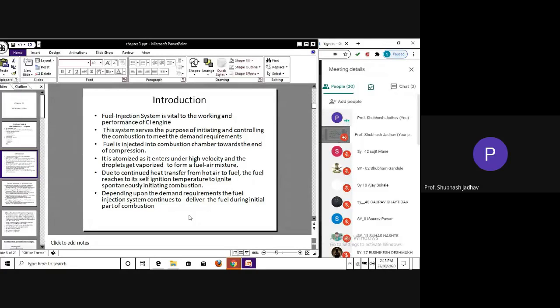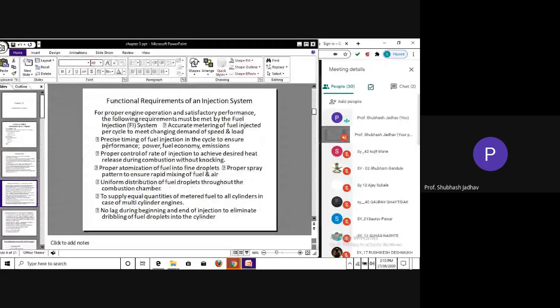Okay, so that is where we have a major difference between CI and SI engines. SI engines are quantity governed engines, CI engines are quality governed engines. This point we have already discussed in our previous lecture.